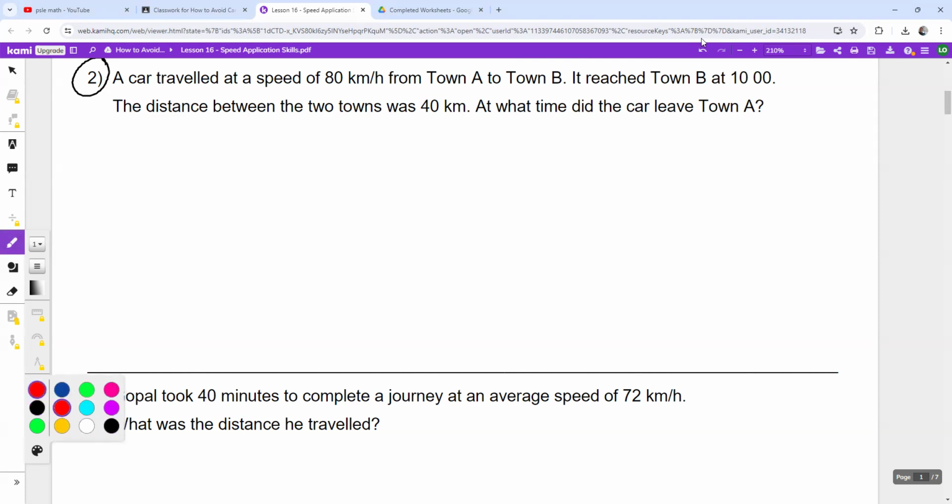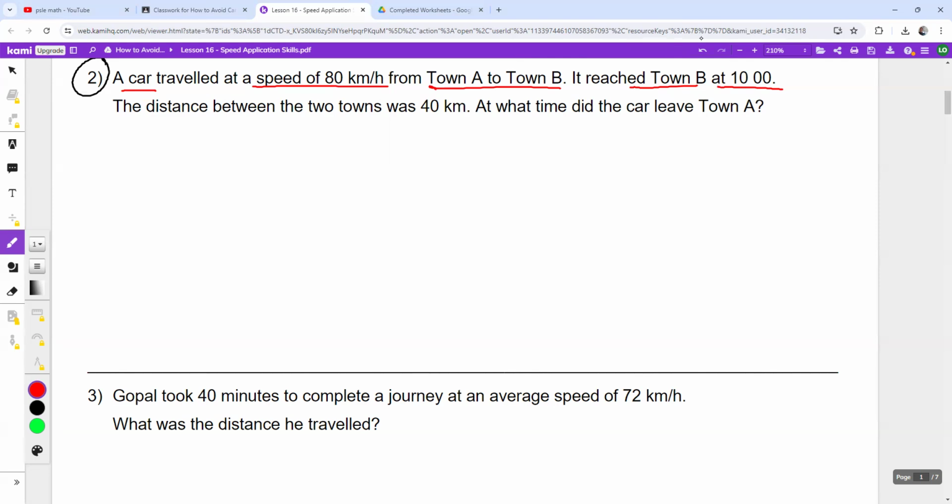Now you have a car. A car travels at the speed of 80 kilometers per hour from A to B. It reached town B at 1000. So there's a time given. And why is speed so challenging sometimes? Because you also have to remember how to convert your time, 24-hour to 12-hour clock and vice versa.